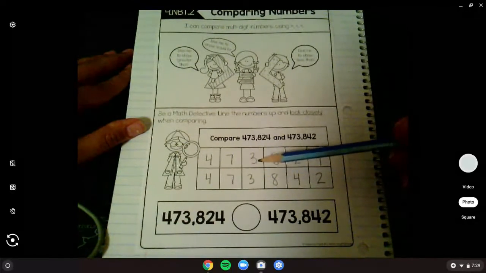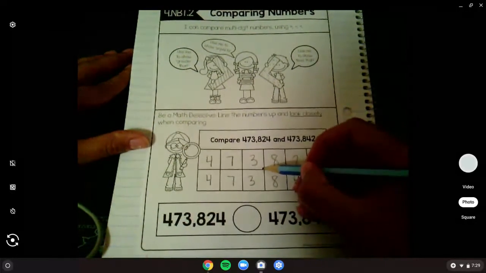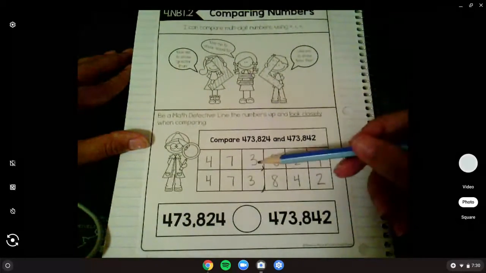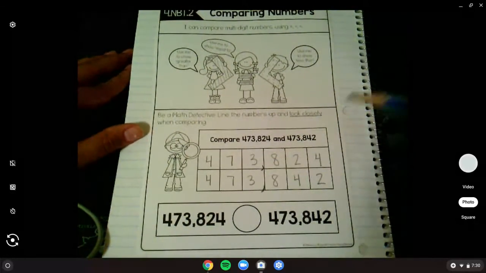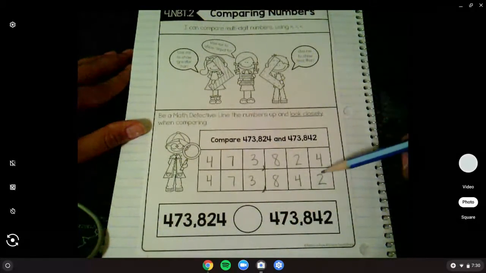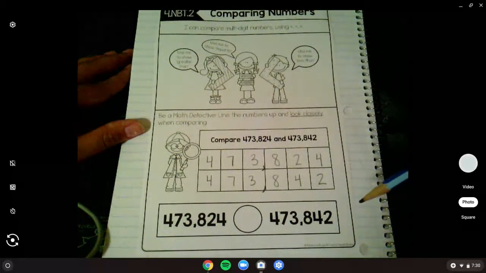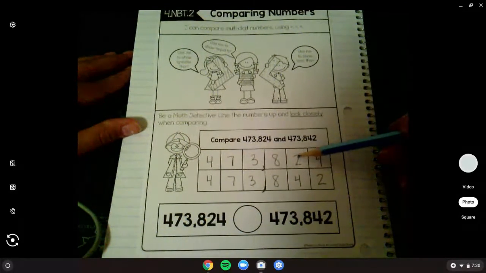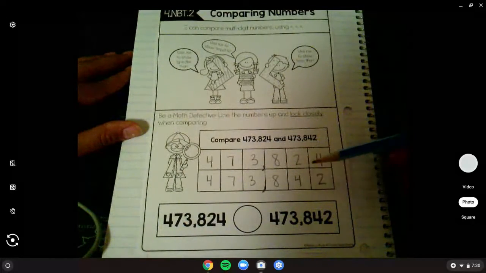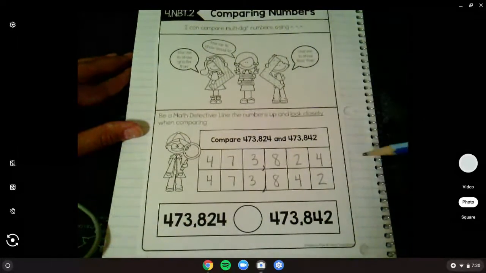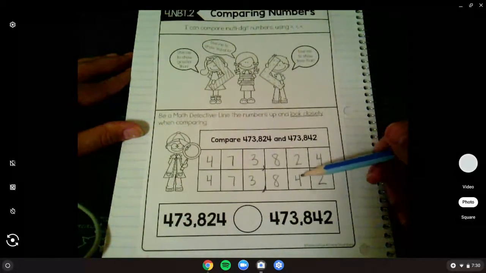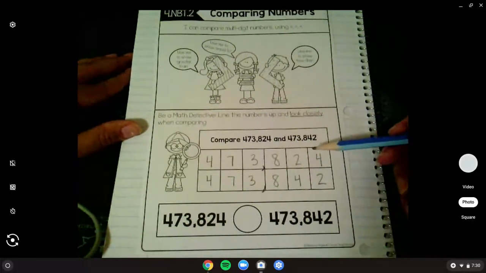Now I go to my thousand spot. I might want to add my commas in there to help me separate it and see it nice and quick. 3,000 to 3,000, that's the same. So now I go to my hundreds. 800, 800. That's the same. Now I'm to my tens. 2 tens or 4 tens, 20 or 40. Well, I know that 40 is bigger than 20 and 4 tens is bigger than 2 tens.